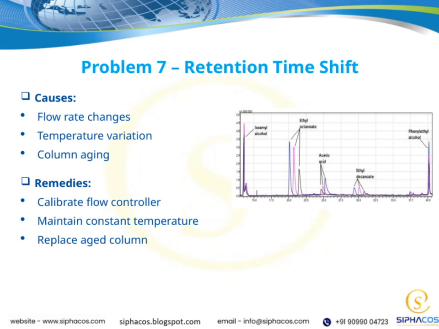Lastly, column aging is inevitable over time. As columns age, their performance deteriorates, which also impacts retention times. To address these issues, we have some effective remedies. Calibrating the flow controller regularly helps ensure consistent flow rates. Maintaining a constant temperature during analysis minimizes variability. And of course, replacing the aged column when it no longer performs optimally is essential. By understanding and controlling these factors, we can maintain accurate and reliable retention times throughout our analyses.